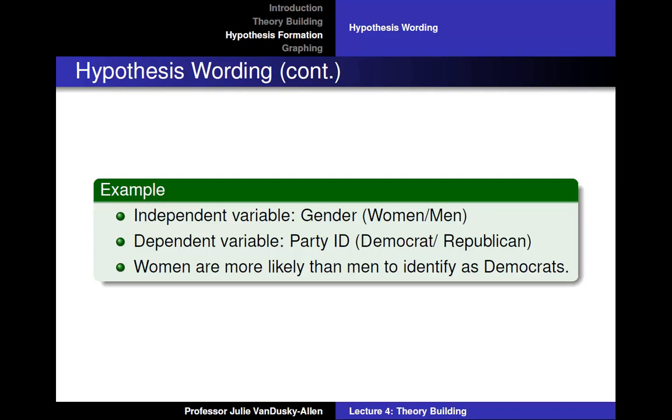Here is a good example of how we can apply the more likely than / less likely than template. The independent variable gender is dichotomous as it only has two categories, women/men, and the dependent variable party identification is also dichotomous as it only has two categories, Democrat and Republican. Using this template, we can write the following hypothesis. Women are more likely than men to identify as Democrats. Note that this hypothesis illustrates how variations in the independent variable, women versus men, influence variation in the dependent variable, Democrat versus Republican. Women are more likely than men to identify as Democrats versus identifying as Republicans.